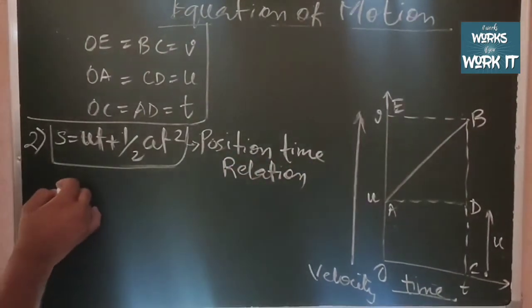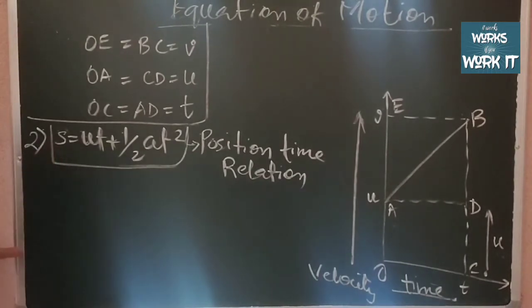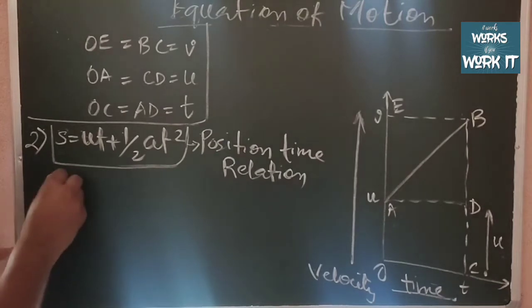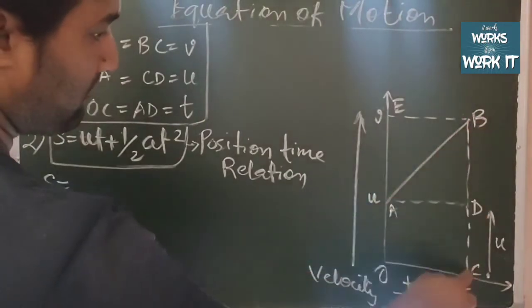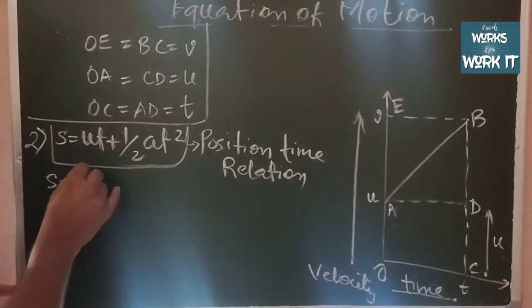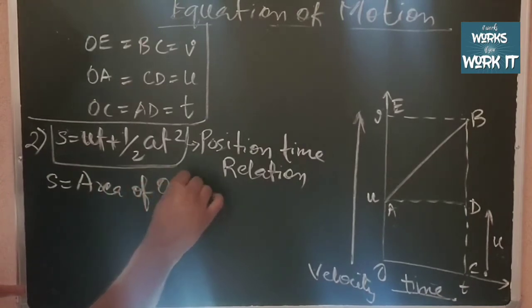So we need to find out the exact distance, the exact position of an object. The total distance will be given by this graph if we find out the area of OABC. Yes, if you see the diagram here, OABC. This area will give us the exact formula, or equation, for the motion.